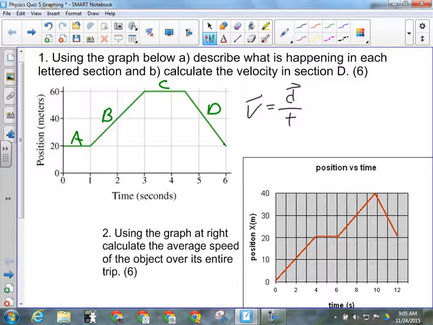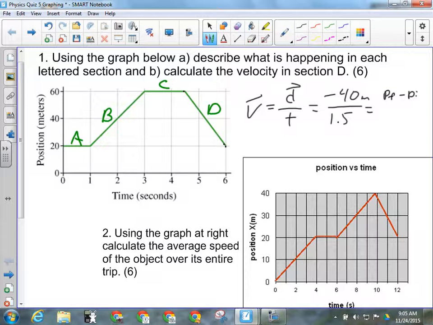Velocity equals displacement over time. Its displacement is, it goes from 60 to 20. So its displacement is negative 40 meters. If you recall yesterday we said that displacement is final position minus initial position. That would mean 20 minus 60. Okay, that gives us a negative number. That indicates that it is going backwards. And that takes about 1.5 seconds.